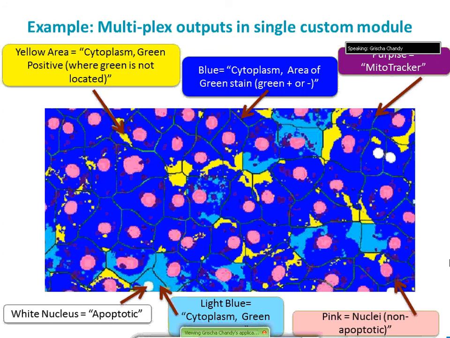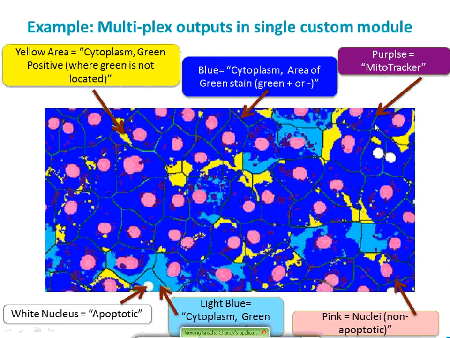But Oksana and Vanessa are going to talk to you about hepatocytes and about the ability to make multiple measurements on these cells. So here's an example of the ability to multiplex many outputs from a single module. This is an image of a mask of a confluent hepatocyte, where you can flag whether the cells are positive for some intensity or shape. So here the yellow areas are positive where the green dye was not located. Blue is where all of the green dye was located.